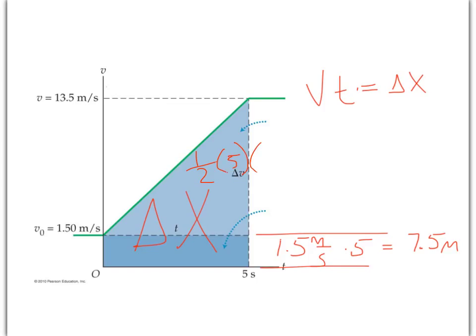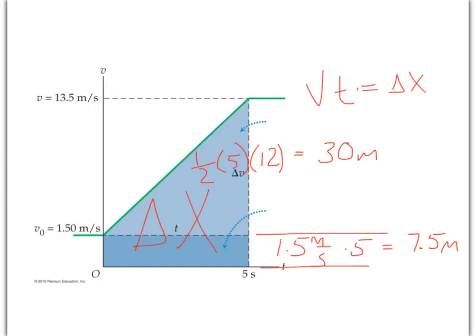And this top part right here, we take 1/2 the base, so 1/2 times 5 times the height. What is the height difference between here and here? Well, 1.5 to 13.5. That's 12, right? 12 meters per second difference. So that would be 30 meters. And so for this whole thing, the whole displacement is actually going to be 37.5 meters, because you have to take this shaded area under the graph and this shaded area under the graph right there.